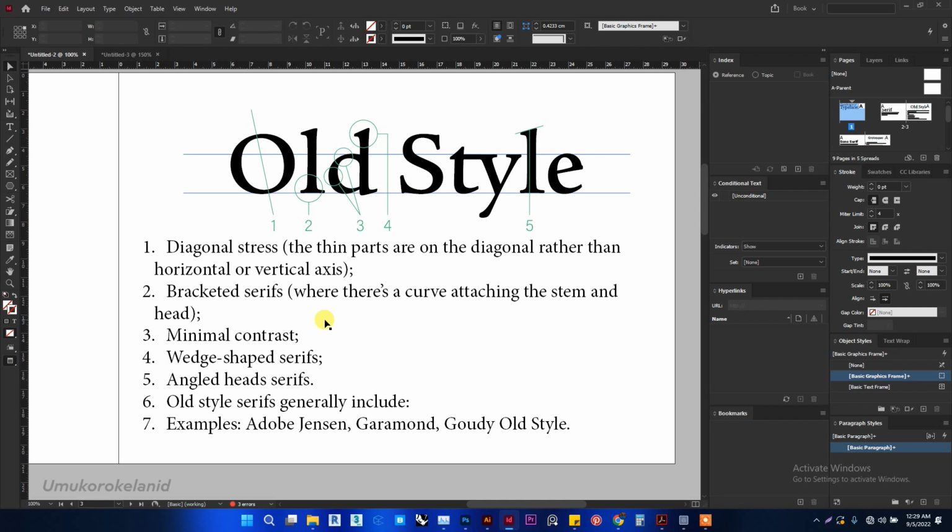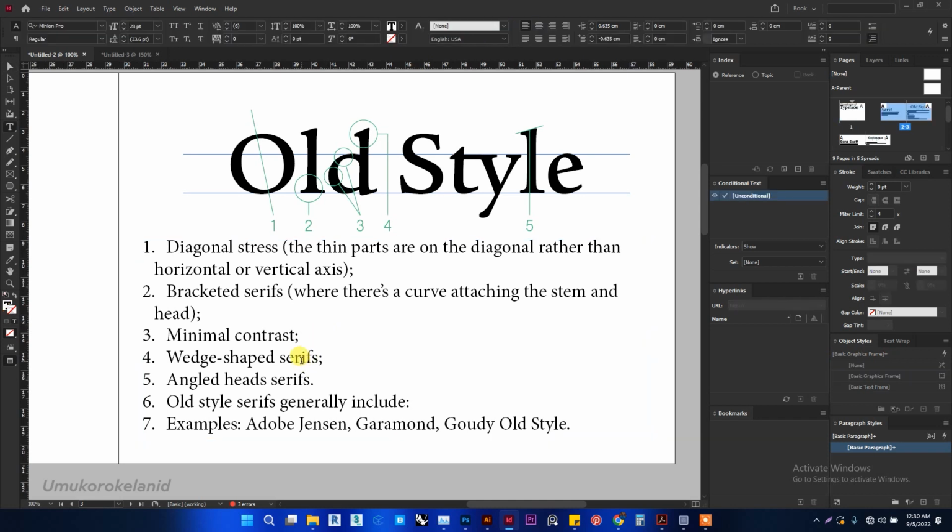Then number 4, we have wedge serif, which will not take much of the time because we still have a lot of classifications to talk about. So 5, angle head serif, and 6, old style serif generally include Adobe Jenson, Garamond, Goudy old styles, and so many more styles of serif that we can find.